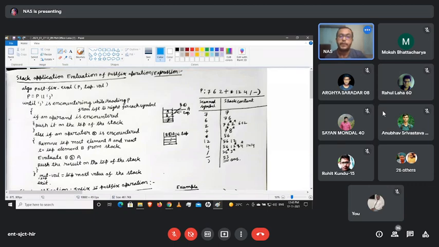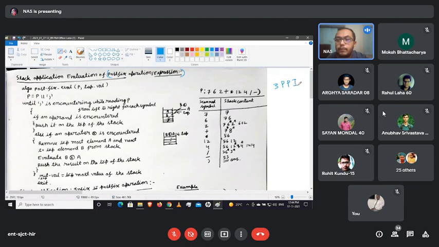Okay. So here we are using stack application, evaluation of postfix operation. Okay. Postfix operation expression. So how many types of operation expressions are there? There are 3 types, right? One is postfix, another one is prefix, and another one is infix.